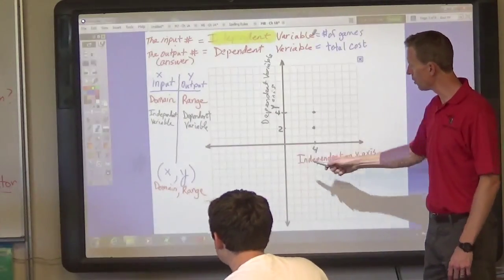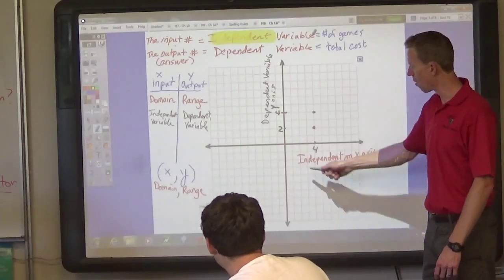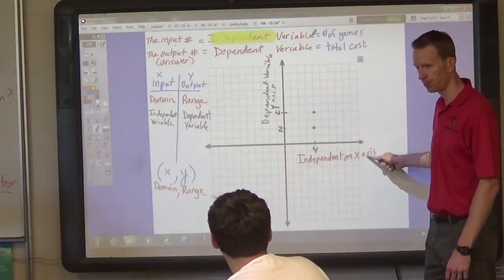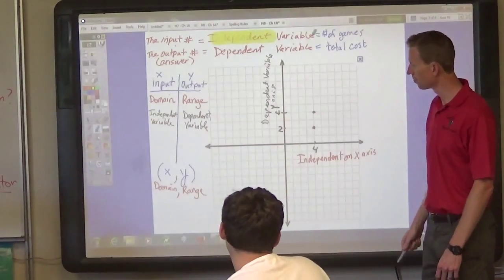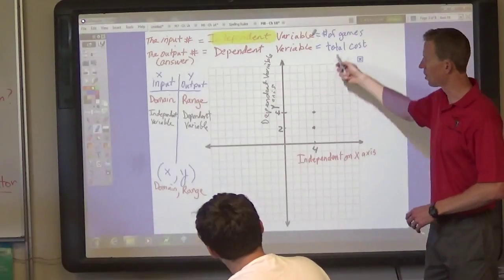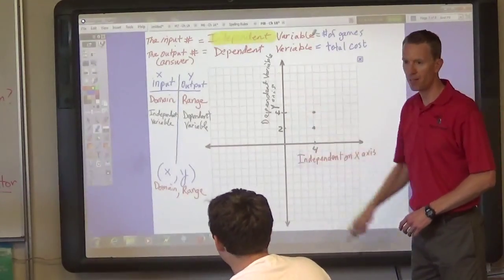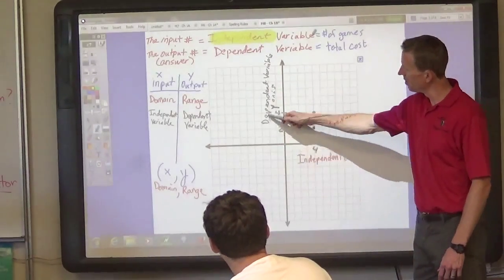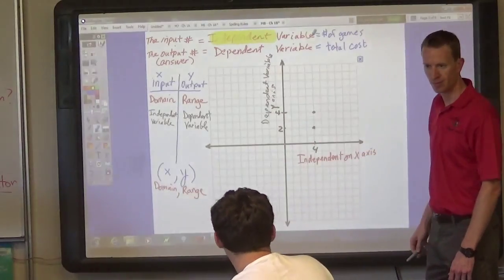Now, when you're graphing, you put those on a specific spot on the graph. You always put the independent variable on the x-axis because that's the input number. And then the total cost, what it gives you, is the dependent variable, and that goes on the y-axis. So that's why I labeled this one dependent variable, independent variable. Okay?